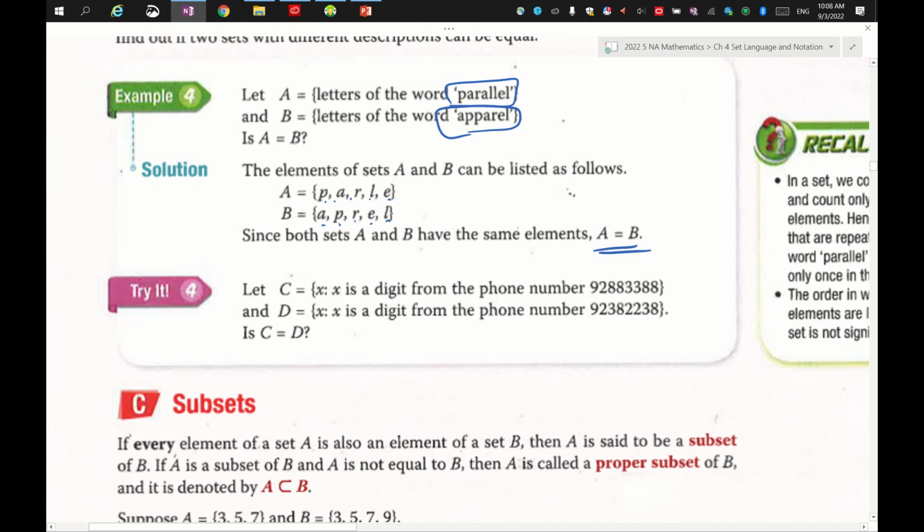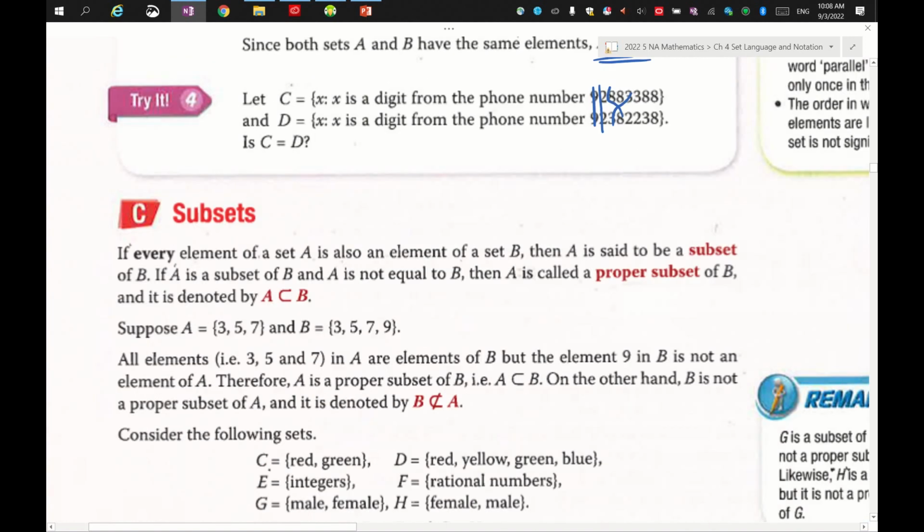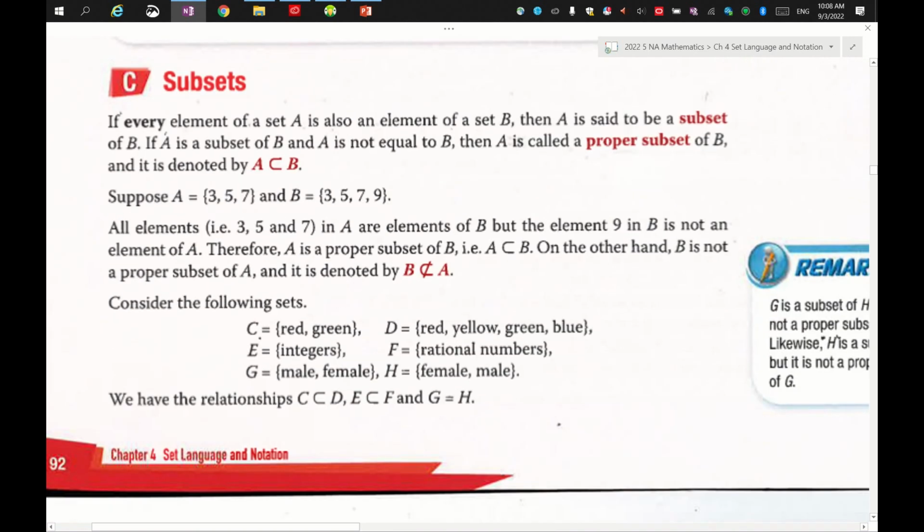Okay, so in try 4, I don't want to waste your time. I think you can tell that they are going to be the same. 9, 2, we got the 3, 8, 2, 3, 8, are all the same already. Okay, they are the same set. X is the digit from the 4 number. Now we move on to something that is quite intuitive also.